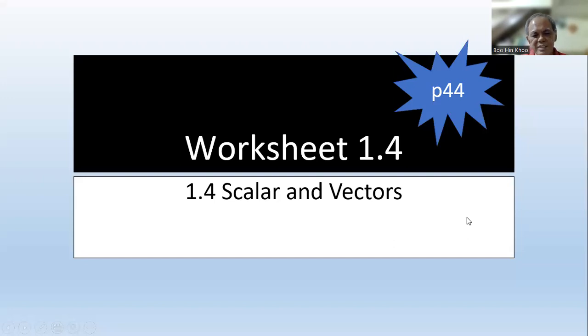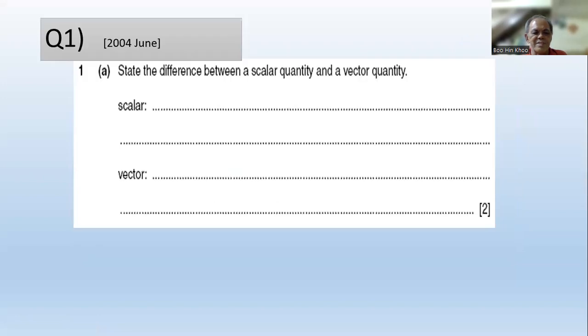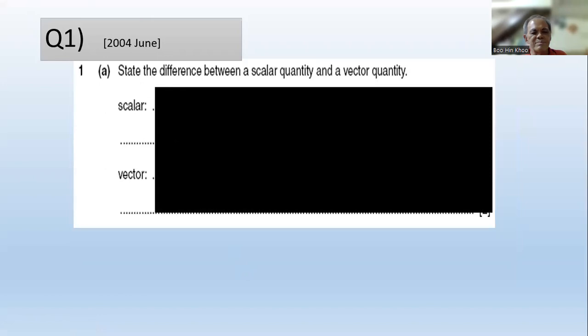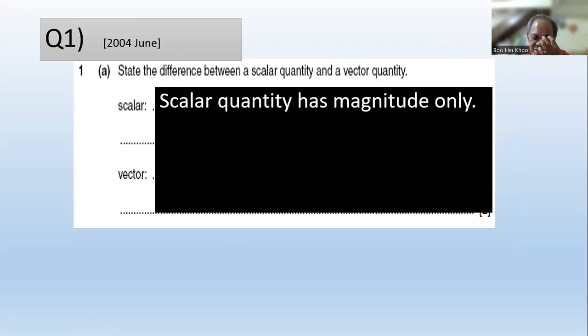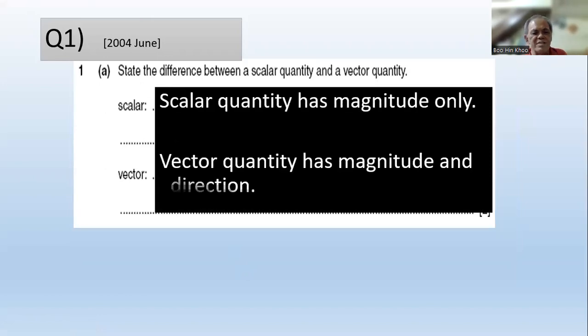Let's try some questions to reinforce what we have learned. Check that you understand what is happening. What is a scalar? What is a vector? This is Cambridge 2004 June. Have a go. A scalar quantity has magnitude only. A vector quantity has both magnitude and direction.